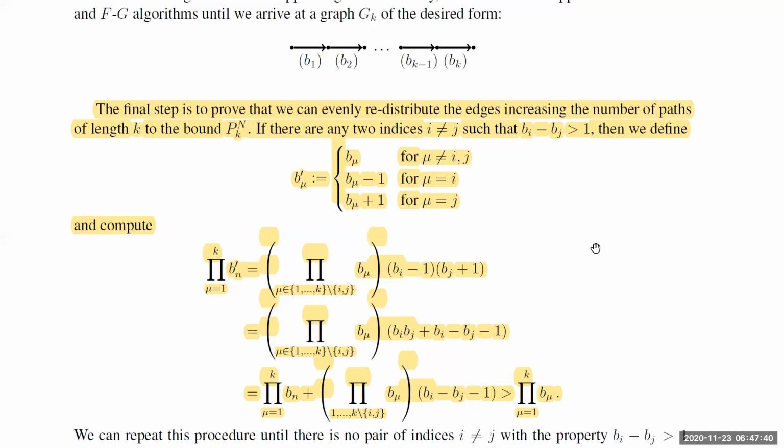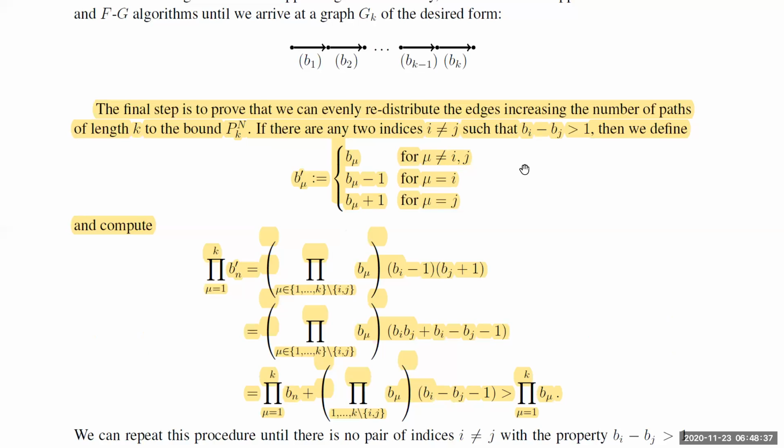Well, when mu is an index that is not I and J, then B mu prime is just equal to B mu. So that's this product. But then we have to multiply it by B prime I and by B prime J. But B prime I is BI minus 1, and B prime J is BJ plus 1. So when you multiply it out, we get BI times BJ plus BI minus BJ minus 1. All right? But now when I take this product where the indices I and J are missing, and I multiply it by BI and BJ, I get back the original product. Remember, multiplication is commutative for natural numbers. And what remains is this product with 2 indices missing and multiplied by BI minus BJ minus 1.